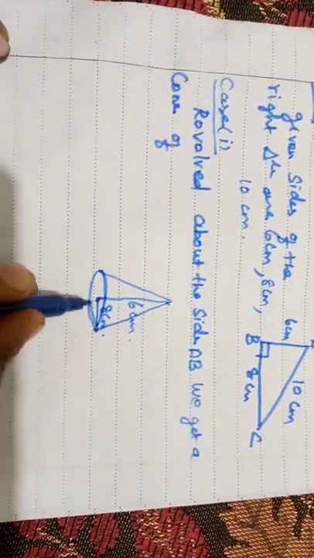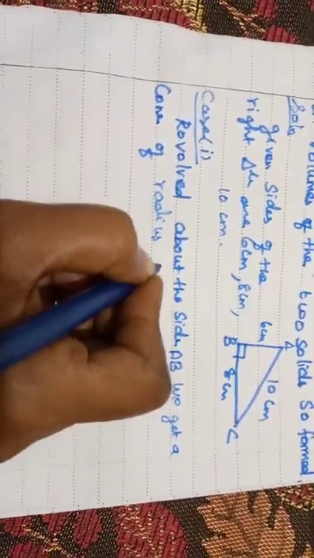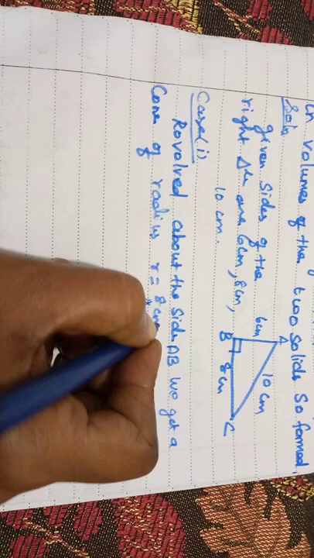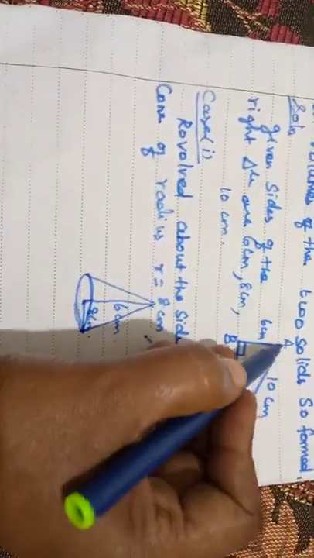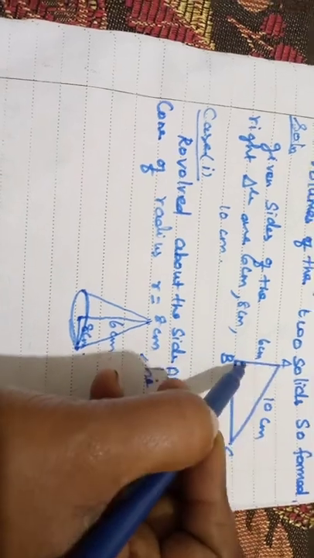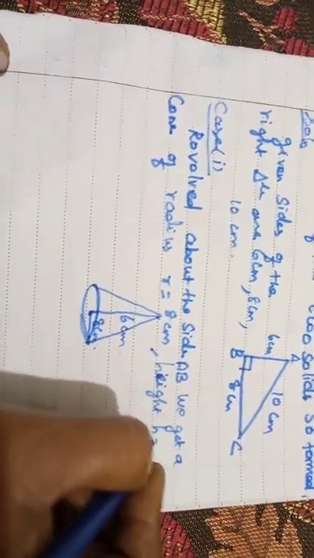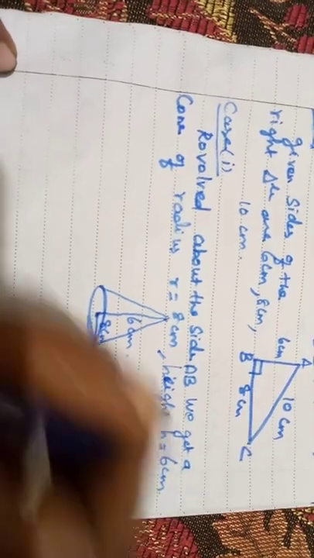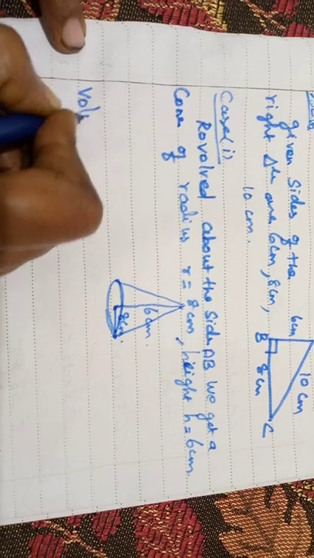What is the radius? Radius r equals 8 cm, and height: this side only we are taking and rotating, so this side will be the height. Height is equal to 6 cm. Let us find the volume of the cone.